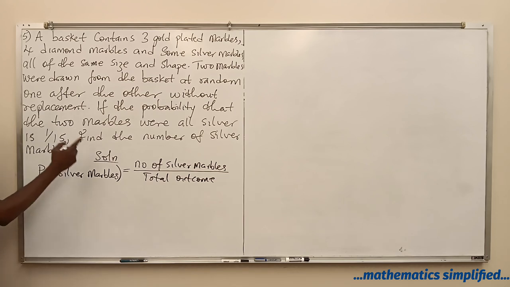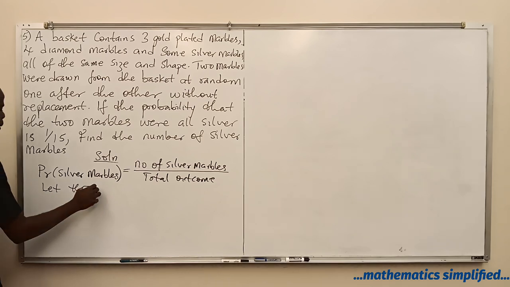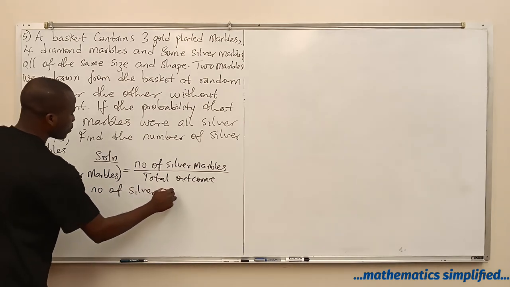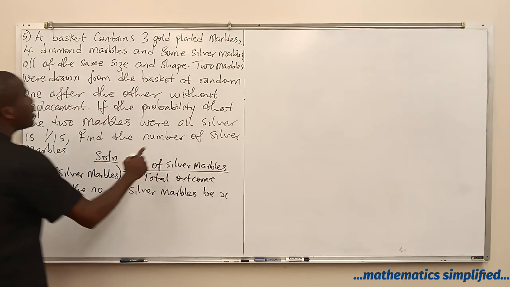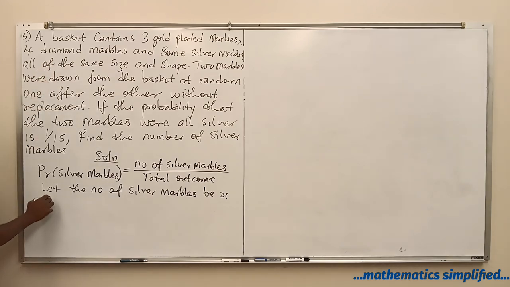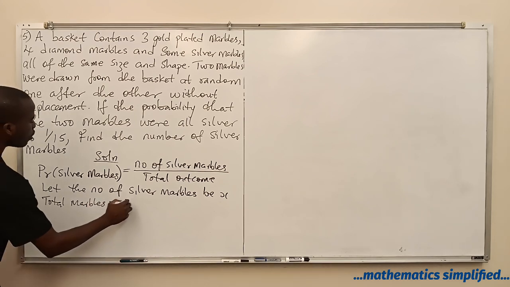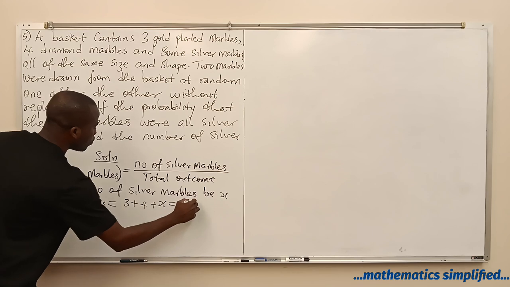So we don't know how many silver marbles are inside. Let's start by saying, let the number of silver marbles be x. And so the next thing we'd like to do is to find the total marbles in this basket. So the total marbles will be 3 plus 4 plus x, which is 7 plus x.